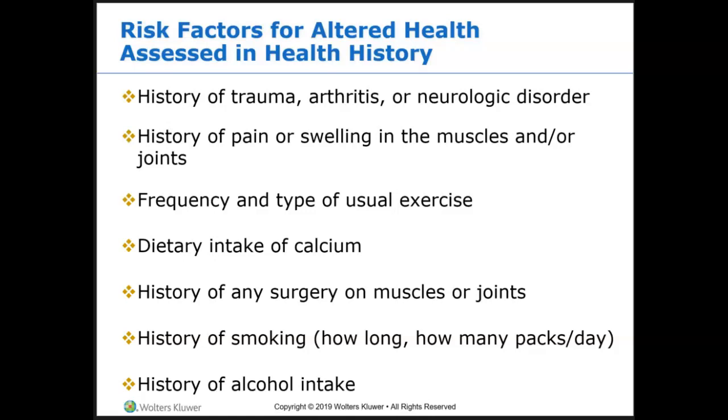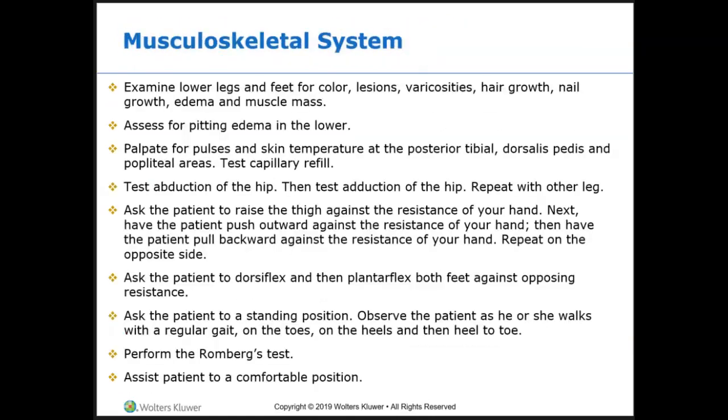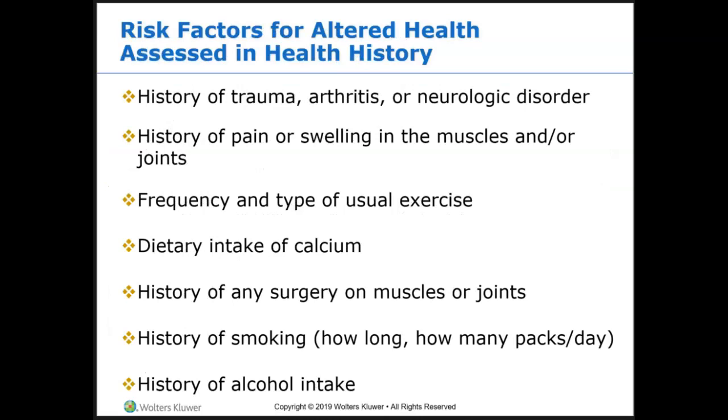History of trauma could be risk factors for altered health history, right? Stuff like history of trauma, arthritis, neurological status, all of these things. Oh, do they have a history of pain or swelling in the joints? Do they have any surgeries? Have they had any surgeries on their muscles or joints?